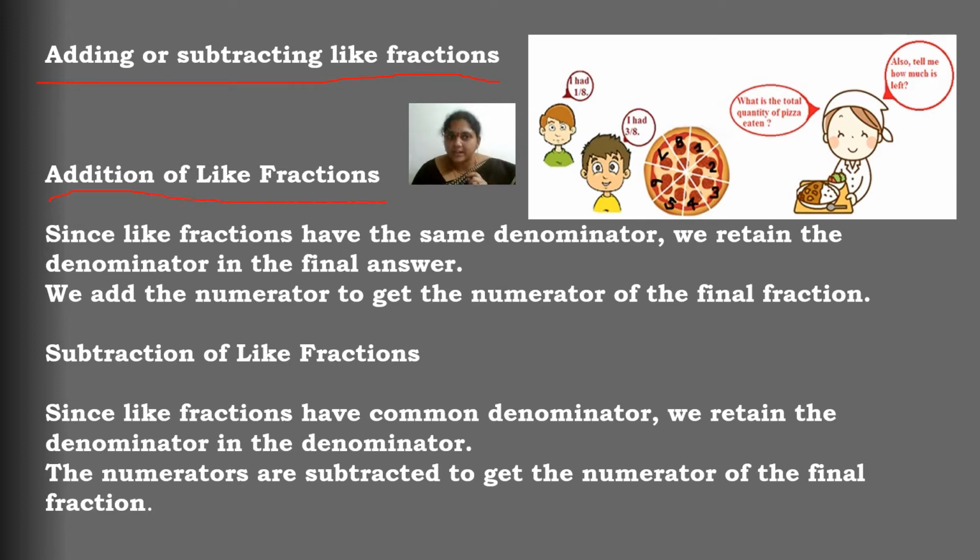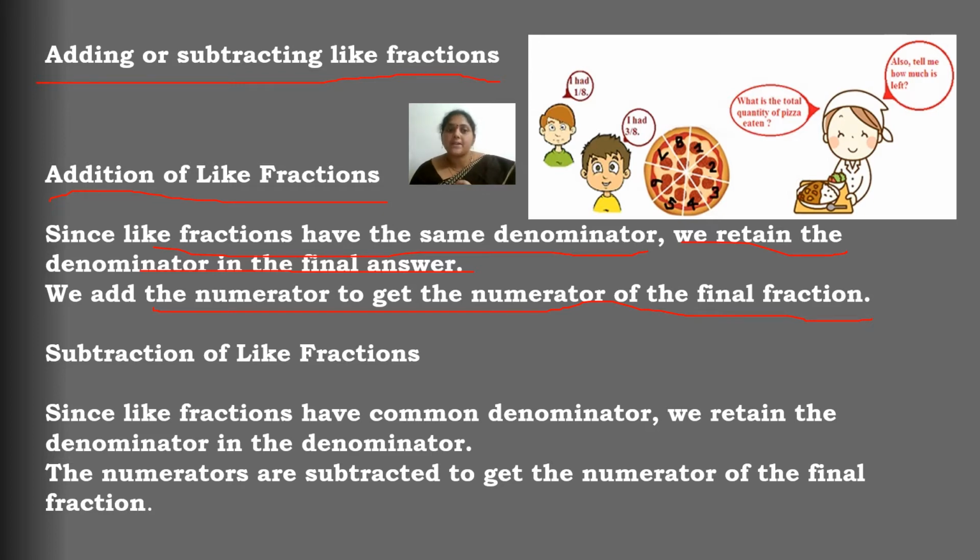Adding like fractions. Since like fractions have the same denominator, we retain the denominator in the final answer. We add the numerators to get the numerator of the final fraction. Here we have two parts in our fraction: one is the numerator and the other is the denominator. So we add all the numerators, write the final numerator, and the same denominator is carried forward into our answer. So it is very easy to add like fractions.